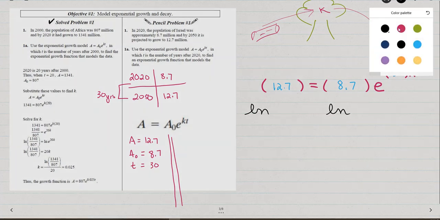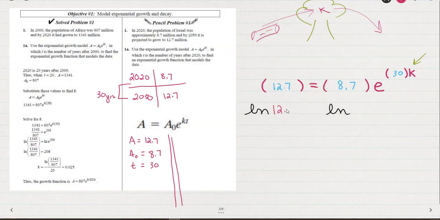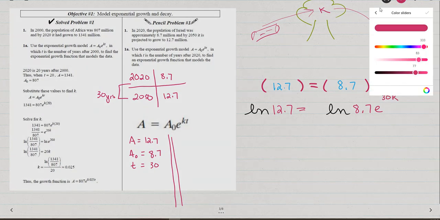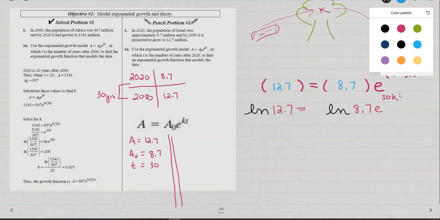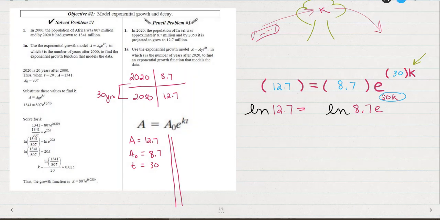I'm going to take the natural log of both sides. So I have the natural log of 12.7 is going to be equal to the natural log of 8.7 e to the 30k. Once I do that, this exponent will fall. That's how we get the exponent down from the tree, but it's going to carry with it the 30, right?